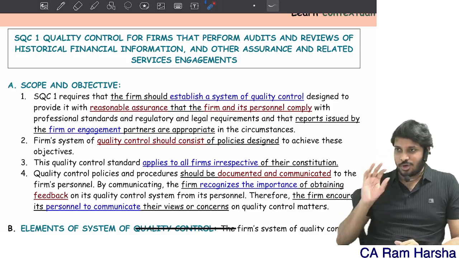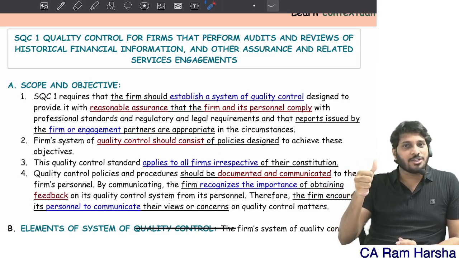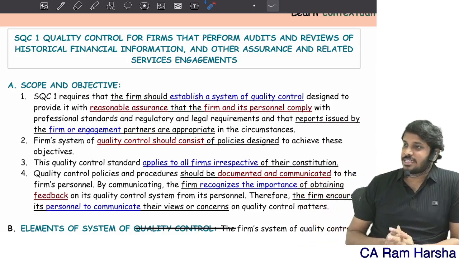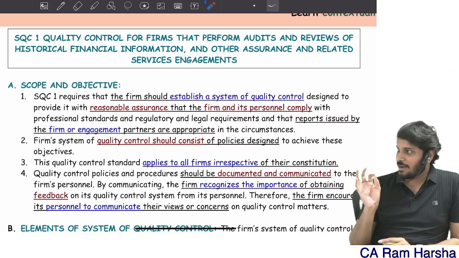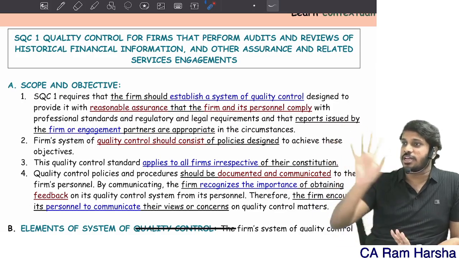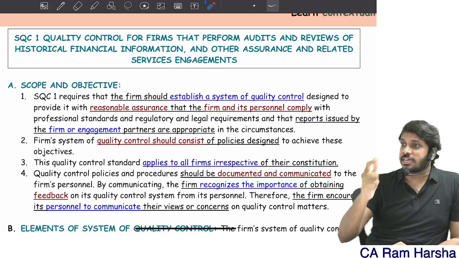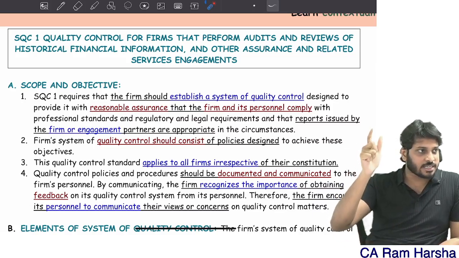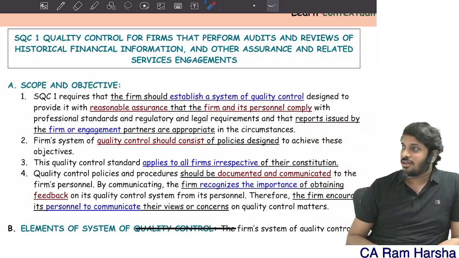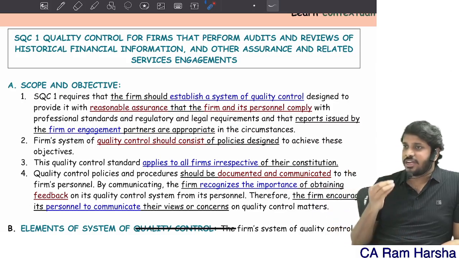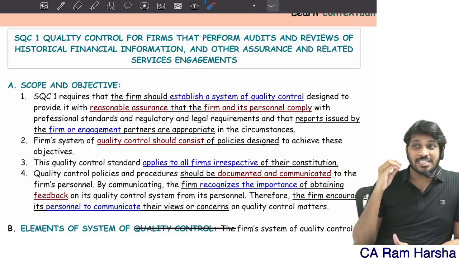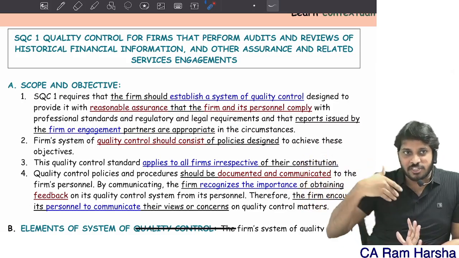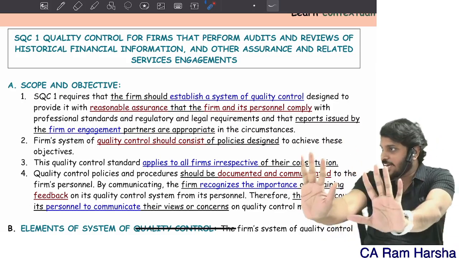Ultimately, whatever you do in your firm, whatever report you are going to issue, it should be appropriate. That's the primary objective. Whatever you implement or follow in your audit firm doesn't matter to outsiders. Ultimately, the report that you are issuing, is it proper? That is what really matters. Whether you are performing audit, review, assurance or related services, are you performing them in compliance with professional, ethical and technical standards and the legal and regulatory framework? That is our responsibility. We need to check whether the services provided by the firm are in compliance with the standards, legal and regulatory framework. And ultimately, the report we issue, is it appropriate or not?